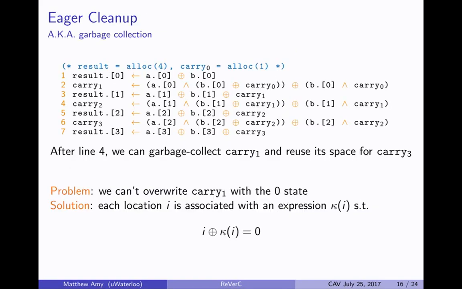When you look at the straight line program after we've done the partial evaluation, we see that we never actually use carry 1 again after it's used to compute carry 2. So we could garbage collect that and reuse it for carry 3. The problem is, since this is reversible computing, we can't just zero carry 1. We have to actually uncompute it. We solved this by associating with each location a cleanup expression, which is an expression that we can XOR into that location to get back the 0 value.